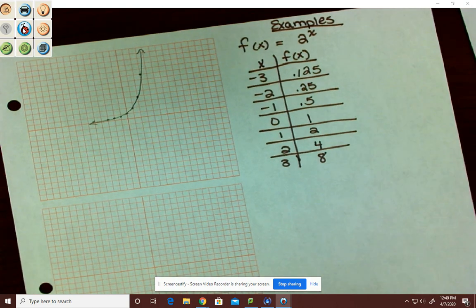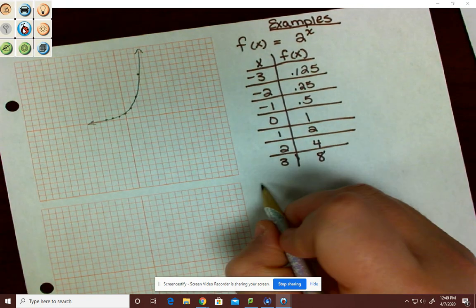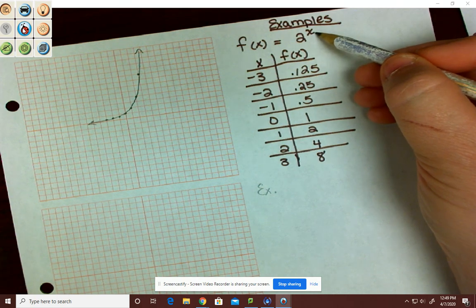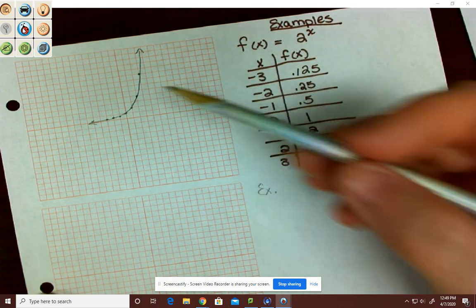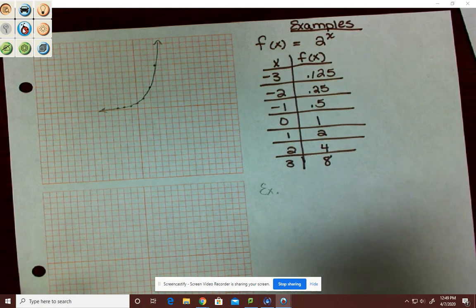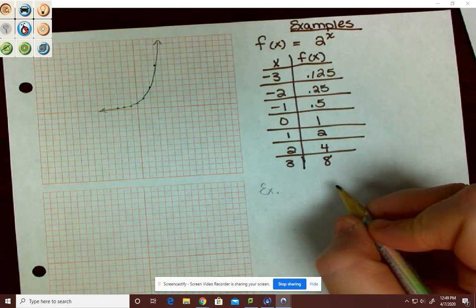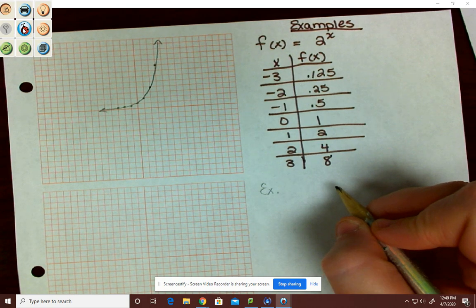So if we have, let's say for our first example, and so what I've got here is f of x equals 2 to the x. So I've already got its table of values and its graph. We used this in our examples Monday. And so we're going to use that and look at some different examples.